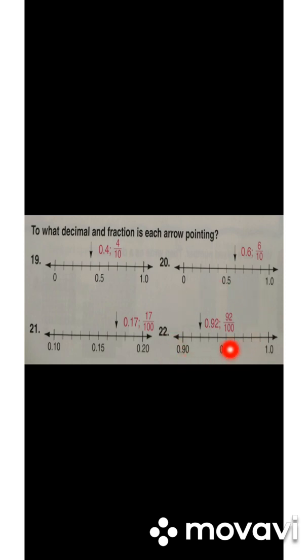Look at the last example now. This number line starts with 90 hundredths. So this number line is for hundredths. Now let's determine the fraction or decimal on this arrow. After 90 is what? 91 hundredths. After 91 is 92 hundredths. So this arrow is at 92 hundredths. In fractional form, 92 over 100, 92 hundredths, or 0.92.